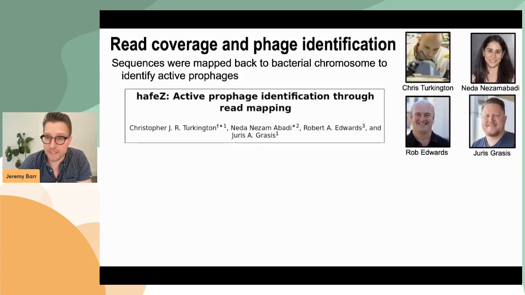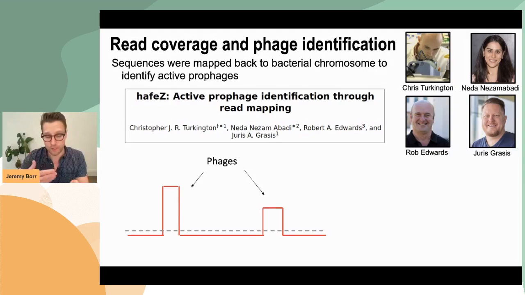It was developed by these amazing people and collaborators pictured here. And basically what Phage does is it takes this read map or this sequence data and it maps it back to our bacterial host chromosome. And by aligning this read coverage, we can observe these regions with high sequence coverage that are our predicted prophages. And Phage will use a range of statistical cutoff tools to predict these.